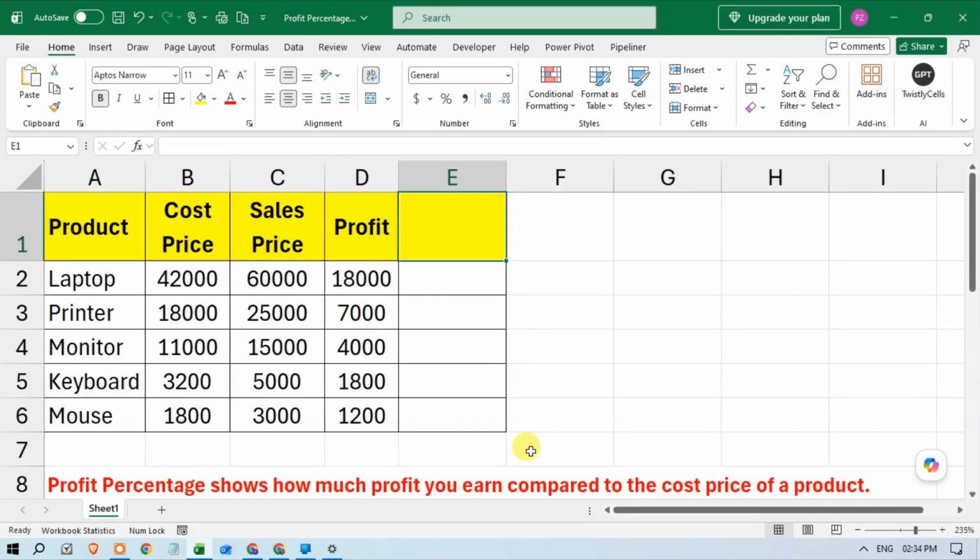Hello everyone, how to calculate profit percentage in Excel. So let's start. So you can see I have data: product list, cost price, sales price, profit. And here I'm going to calculate profit percentage.